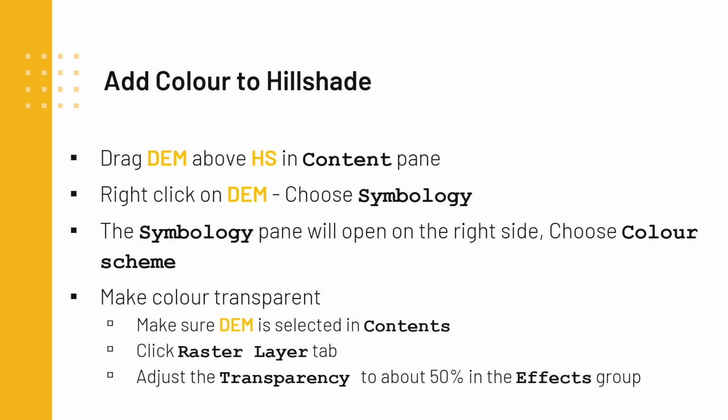And I'd like you to choose a color scheme that you think is appropriate for showing elevation. Then we're going to make this color transparent so you can see both the color as well as the hillshade. So again, you're going to make sure that the DEM is selected in the Contents panel on the left side. You're going to click on the Raster Layer tab at the top of the screen. You're going to adjust the transparency probably to about 50% and take a look at your map and what's happened there.